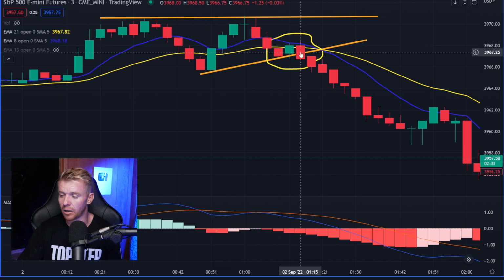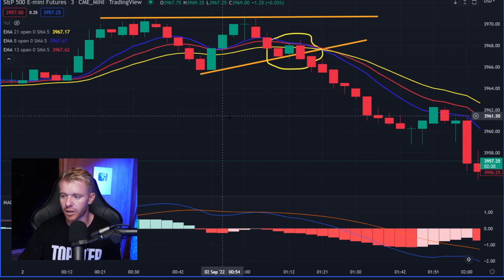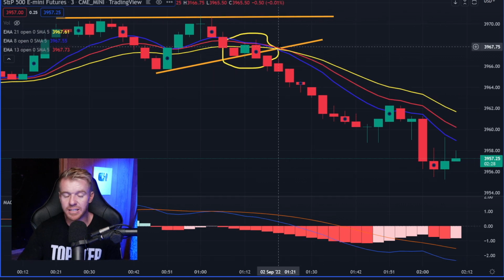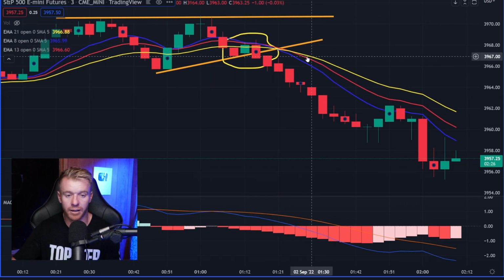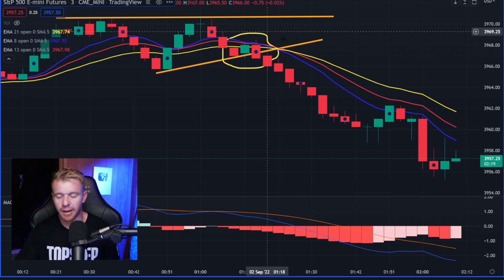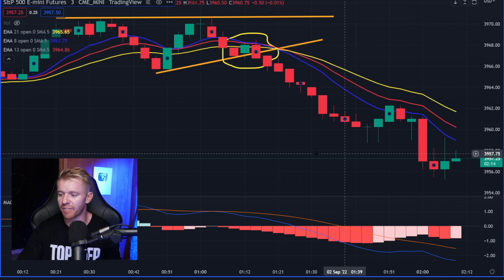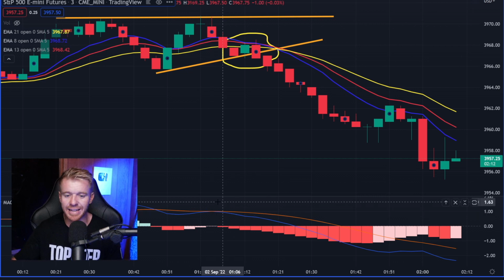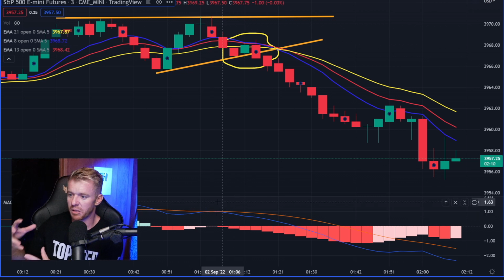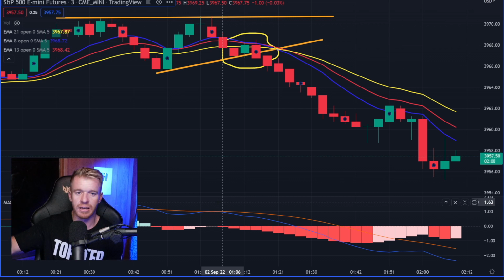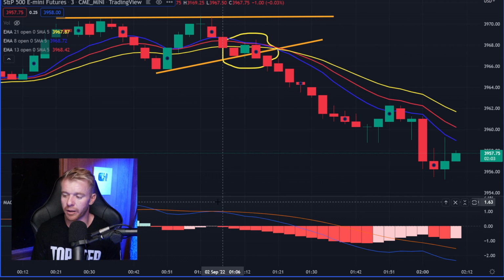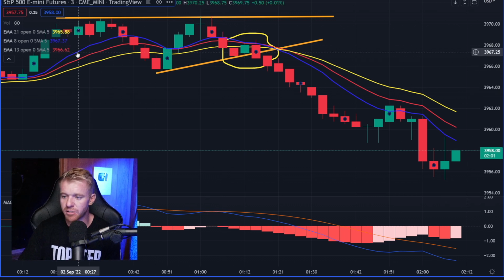Okay, let me add the 8. Oh, wow, now the 8's crossing. And now I look, oh, the 13's crossed. So all these indicators have now told me that, hey, this move down is happening. I've already kind of identified what the trend was, but now I've got 1, 2, 3, 4, 5, 6, 7, 8 different things lining up in the same movement that I believe is going to happen in the market.